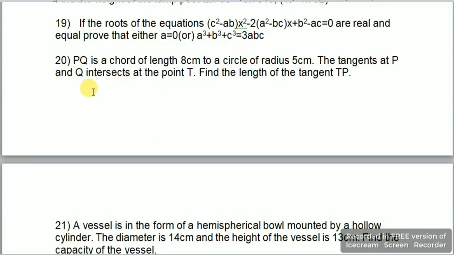20th question, PQ is a chord of length 8 cm to a circle of radius 5 cm. The tangents at P and Q intersect at the point T. Find the length of the tangent TP.